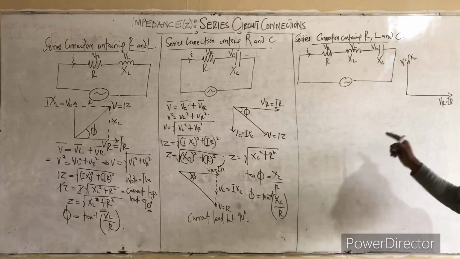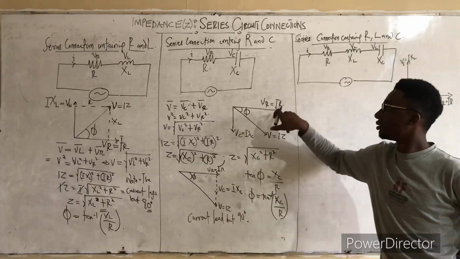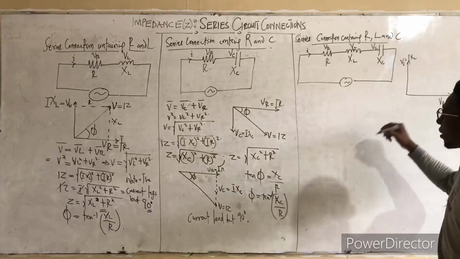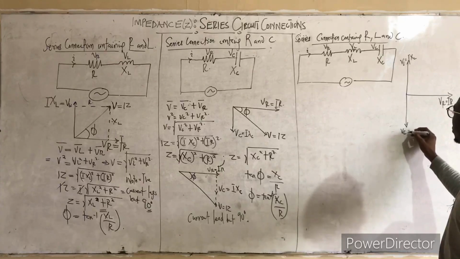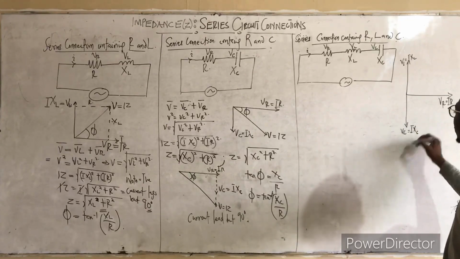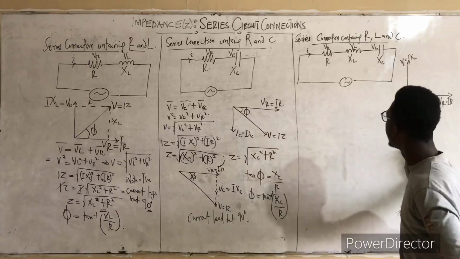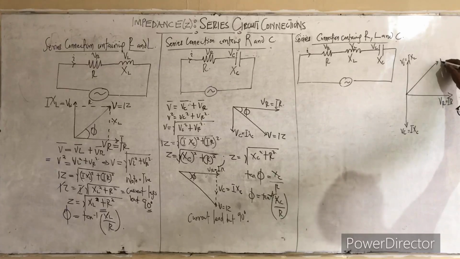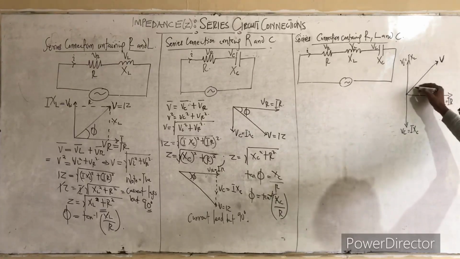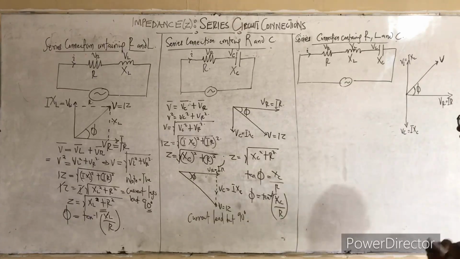IXL. But when it comes to the capacitor, VC is always what? It's lagging the resistor. So the capacitor is always lagging, so it will come down here as VC, which is equal to IXC. Okay. So since you have this now, what we can do now here is that we can find the resultant voltage. So let's find the resultant voltage here. And the angle here will give us the phase angle.